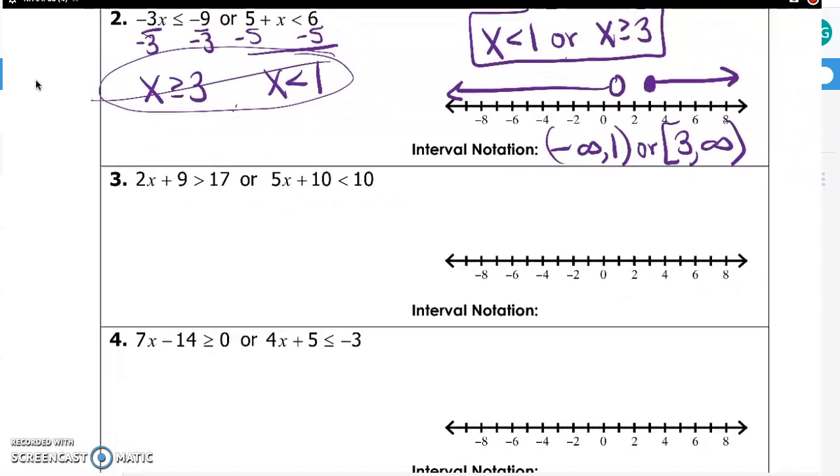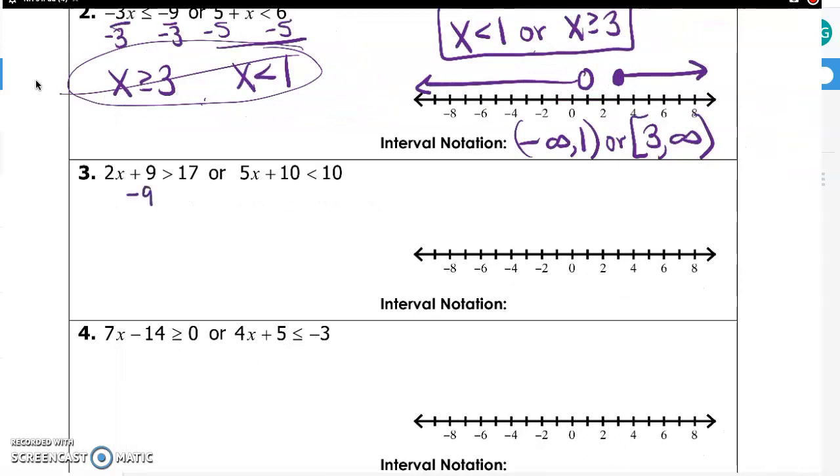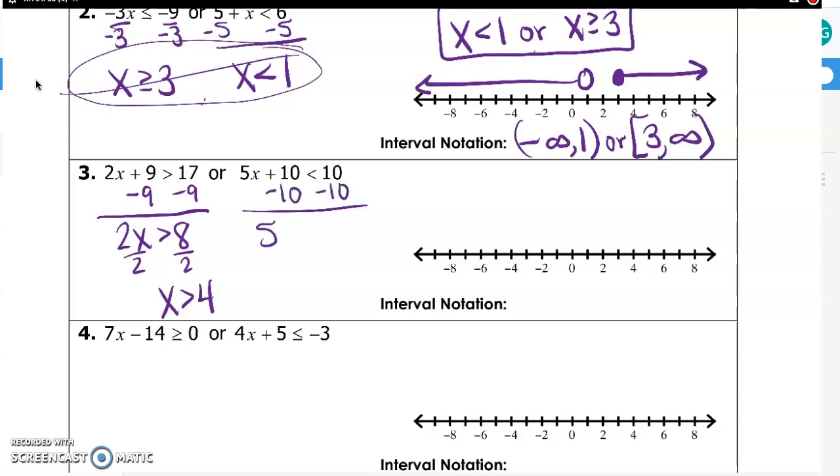So for number 3, our one on the left-hand side, we subtract 9 from both sides. 2x is greater than 8. Divide by 2. X is greater than 4. Over here, we would subtract 10. 5x is less than 0. That doesn't mean you have no solutions. 0 is a number. If you divide by 5, x is less than 0. 0 divided by 5 is still 0.